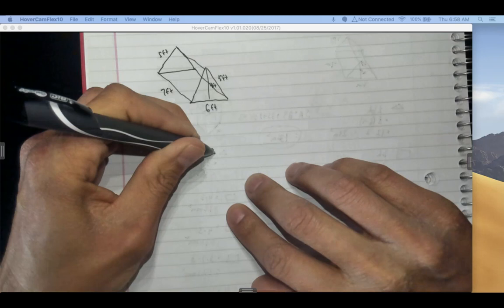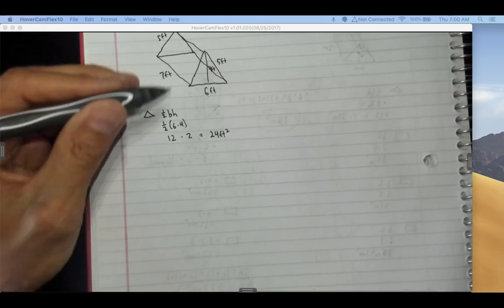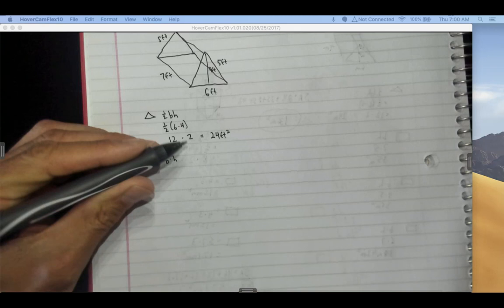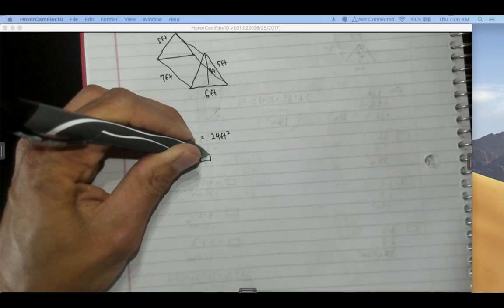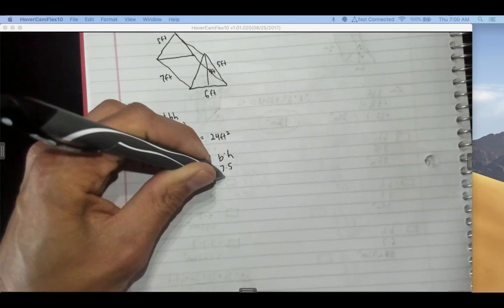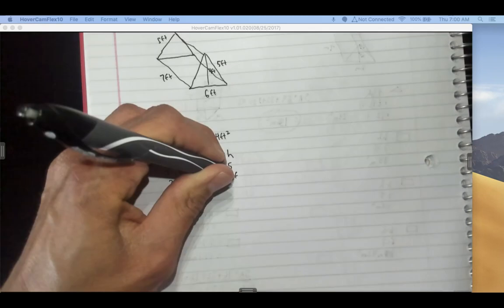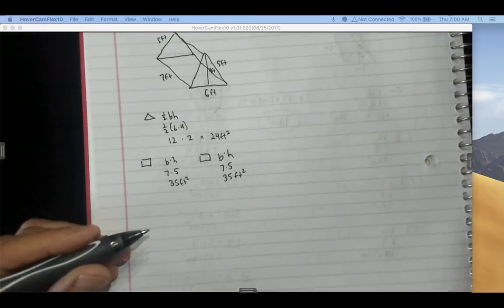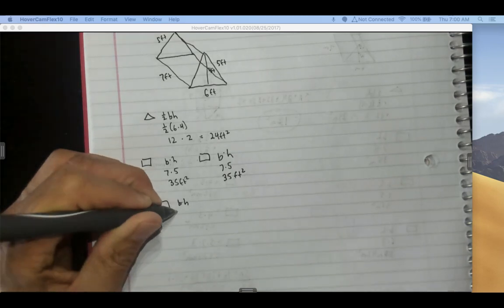Then I see this side's 5. I see this side's 5. That means this side's 5. So for these top 2, the base times the height is going to be 7 times 5, and that's for the rectangle on this side and the rectangle on the back side. Base times height is 7 times 5, and both of those are going to be 35 feet squared. Then the bottom one is going to be 7 times 6, base times height, which is 42 feet squared. Then all I have to do is add these together.